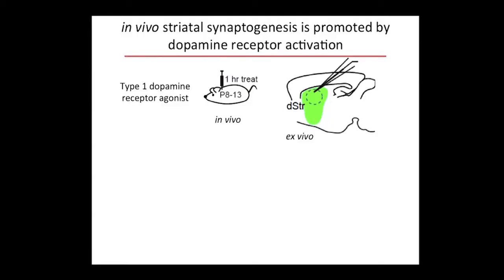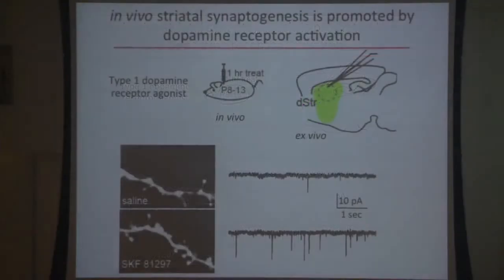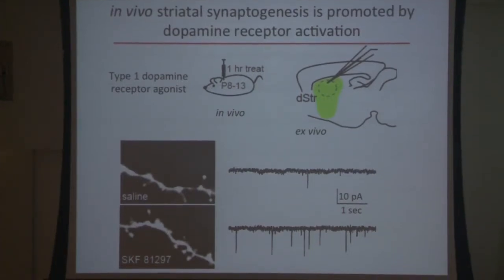Okay, so we did the same kind of experiment in vivo now. Took a young animal, injected it with SKF, waited an hour, and asked how strong are synapses within the striatum. And here I'll just show you some examples. An hour after injecting SKF, we can see a large increase in the density of dendritic spines selectively on the direct pathway neurons, which express D1 receptors, as well as an increase in the frequency of miniature EPSCs. So turning on that pathway is sufficient to drive synapse formation.